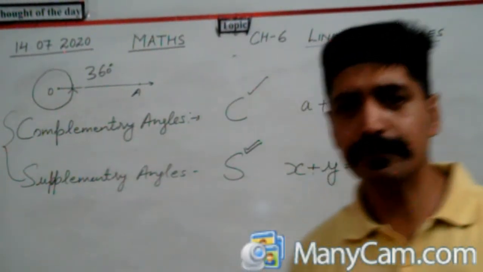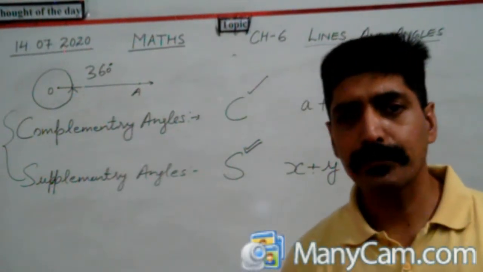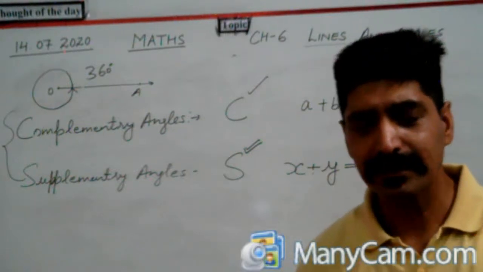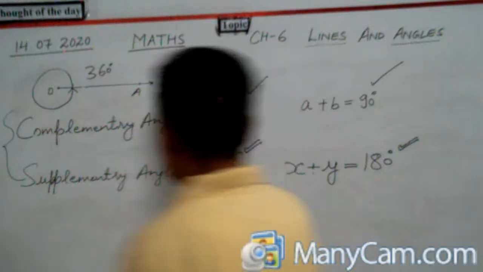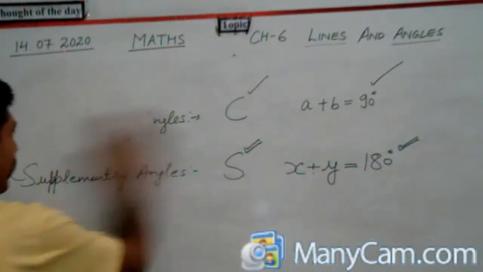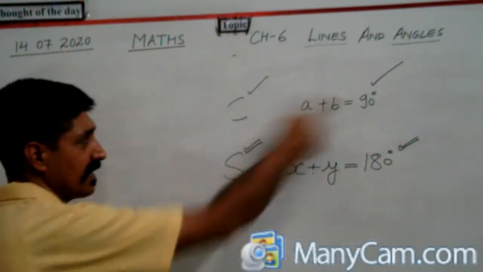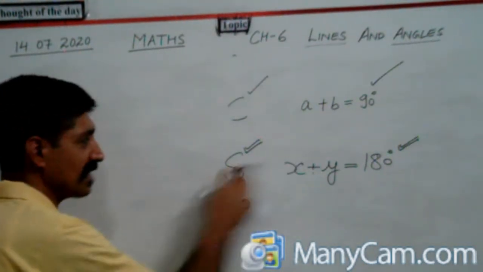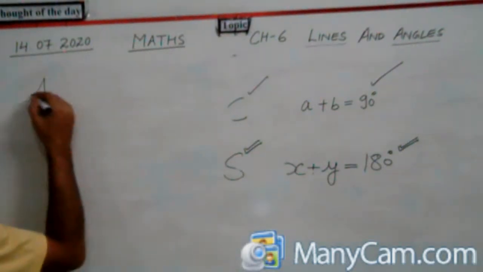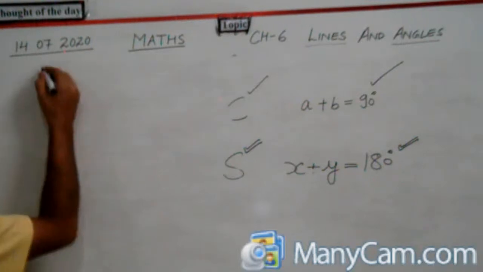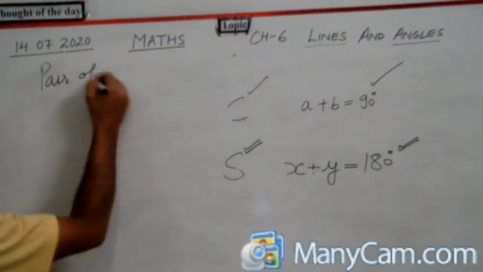Now let's start with a few more angles. First with the adjacent angle and how to draw them, how to name them. You can note down this reasoning that C comes first, 90 comes first, S comes later, 180 comes later. So adjacent angles, pair of angles. The topic is pair of angles.